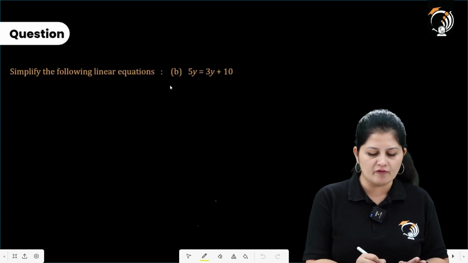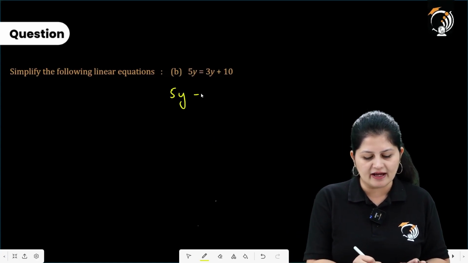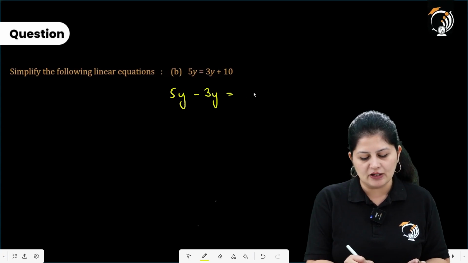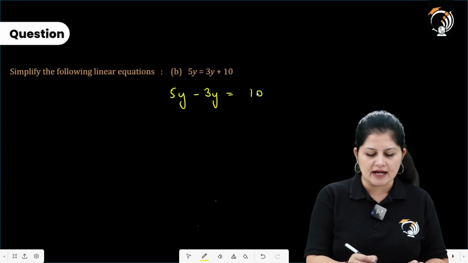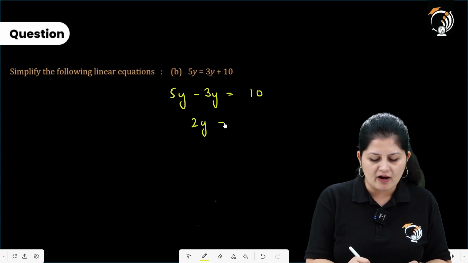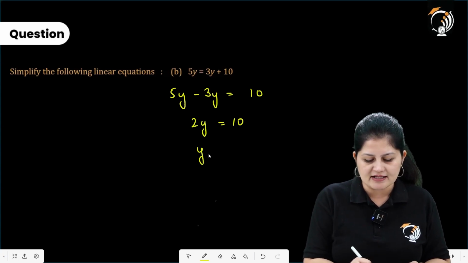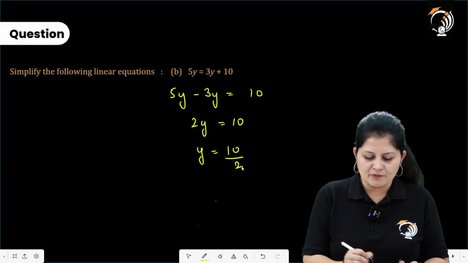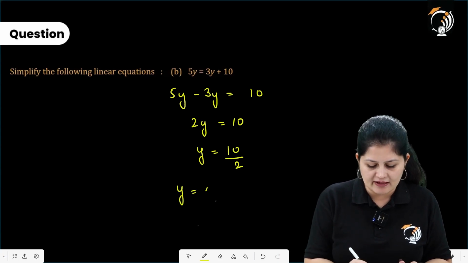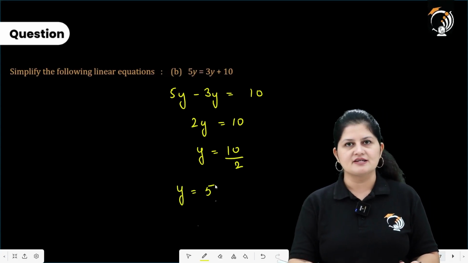Moving to the B sub part of the question, which says 5y is equal to 3y plus 10. If we need to solve it, we'll do 5y minus 3y is equal to 10. So we are subtracting 3y on both the sides. We are getting 2y is equal to 10, and as a result the value of y is equal to 10 divided by 2. That means we are dividing by 2 on both the sides. So we are getting the final value of y is equal to 5 here. Is that clear?